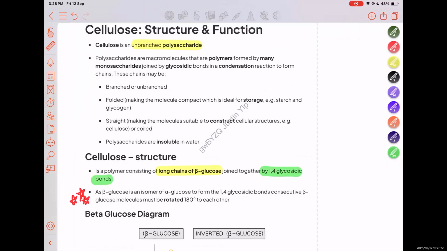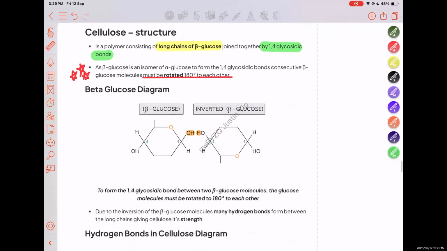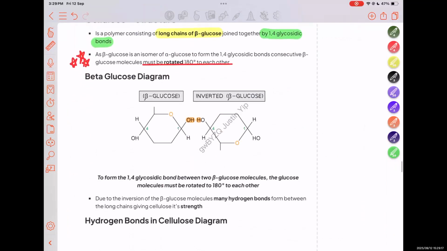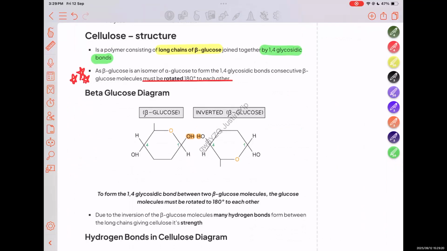And a special thing here: your consecutive beta glucose molecules must be rotated 180 degrees to each other. So what does it mean? Let me show the picture below. First one, you see beta glucose. This is the normal upright glucose, meaning not inverted. Normal upright beta glucose here.